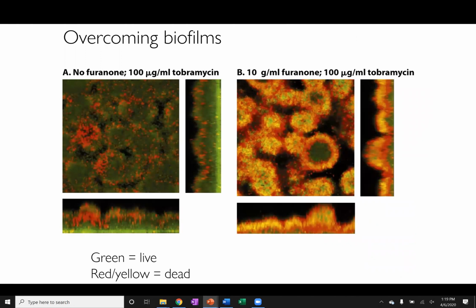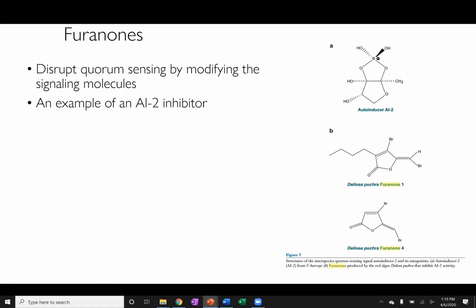And we can also look at another example of this. Again, green is live, red, yellow is dead. And we're looking at furanone. Furanone is a compound that does interrupt quorum sensing. And what you'll notice is that we have, again, dead and alive in green. You'll see that with no furanone, there's no meaningful effect, but if we treat them with 10 micrograms per mL of furanone, there's a huge impact on who lives and who dies. Furanone physically disrupts quorum sensing by modifying signaling molecules. This is an example of an AI-2 inhibitor.